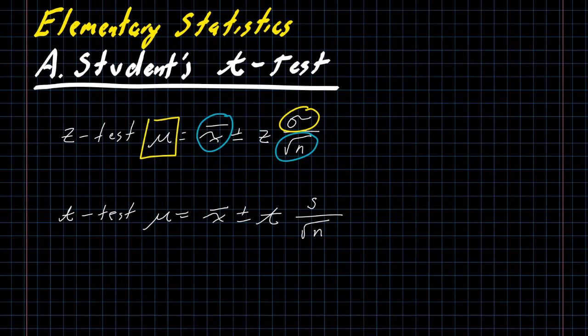For the t-test, we have one population parameter on one side of the equation, and on the other side of the equation, everything is a sample statistic. So we can calculate all of this based on our sample.